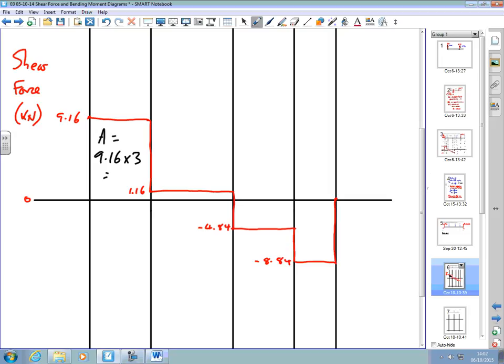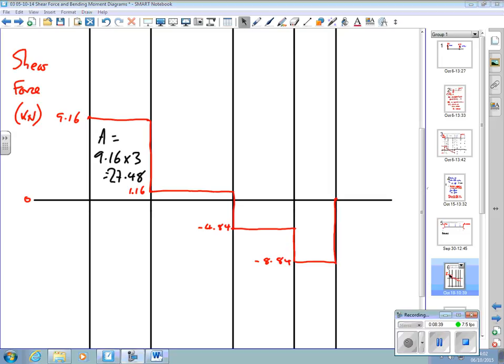And 27, whatever that is, comes out to be 27.48. If we think about the units of this area, the units are given by the units along this axis times the units along this axis. Kilonewtons for the shear force up the y-axis, and distance along here. So the unit is kilonewton meters, which is the unit of the moments. So that confirms that finding the area here is giving us the moment.